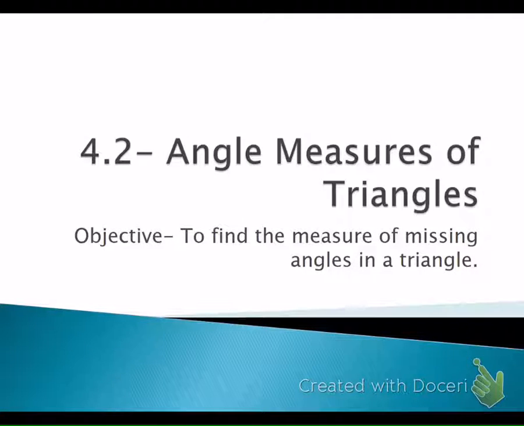All right, so 4.2, like I said, is all about the angle measures of triangles. There's two main things we're going to look at. We're going to look at how to find the missing angle inside of a triangle and how to find the missing measure of an angle when it's outside the triangle. So two big ideas today.